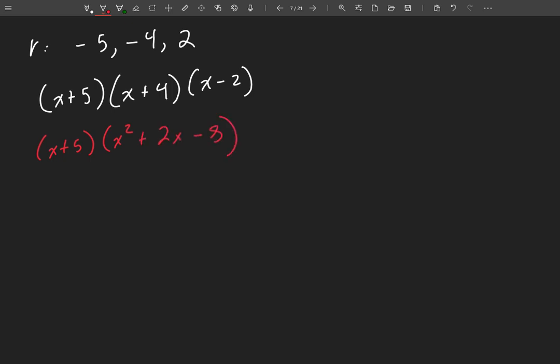Now, if you don't like that, FOIL it out. Use the full method of multiplication of binomials. Please do that. But for the sake of efficiency and laziness and time, I'm going to do it that way. Now, this is partially factored. I don't think that's an official term. It's technically just factored, but I'm going to call this partially factored form because this is not fully factored, right? It's kind of a halfway step.